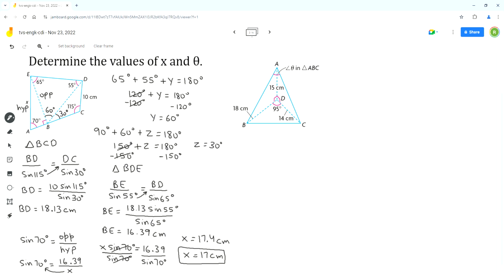So we are done with the first diagram. Now we can analyze the second diagram. In this diagram, we have to find the measure of angle theta in triangle ABC. We do not know any other angle or any side length in triangle ABC. So we have to analyze triangles ADB, ADC and BDC to find the lengths of sides AB, AC and BC in triangle ABC. Let's start by analyzing triangle ABD.